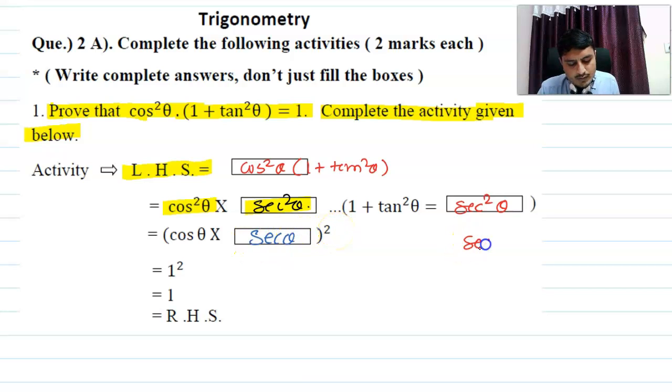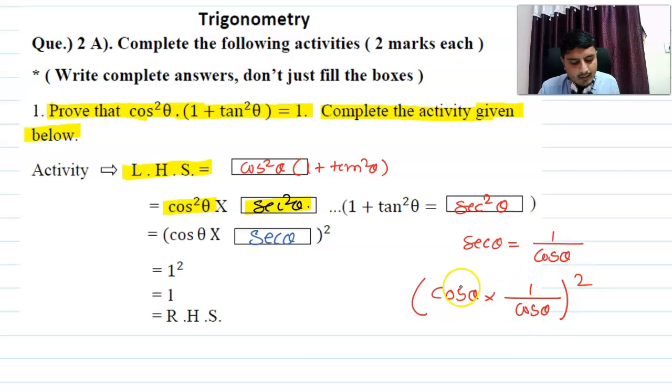Then, we well know sec theta is the reciprocal of cos theta, that means we can write sec theta equals 1 upon cos theta. So once we replace sec of theta by its value, we are getting cos of theta into 1 upon cos of theta, the whole square. Now cos theta from numerator and denominator gets cancelled, we remain with 1 and the whole square as it is.